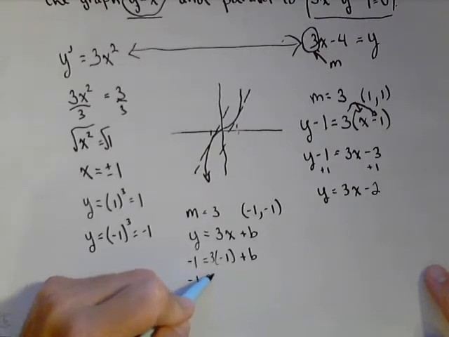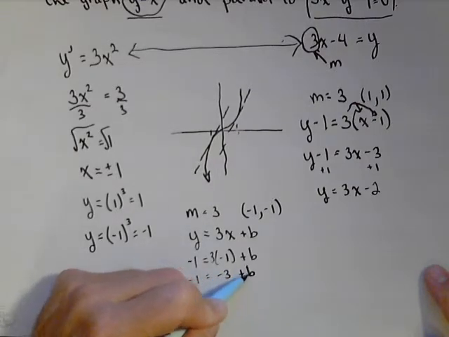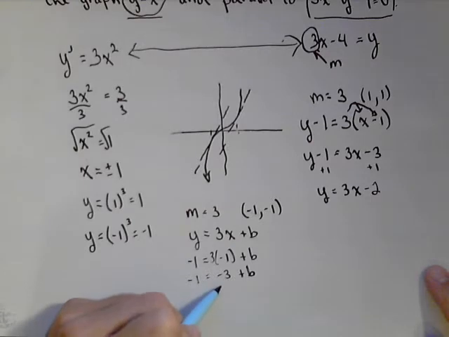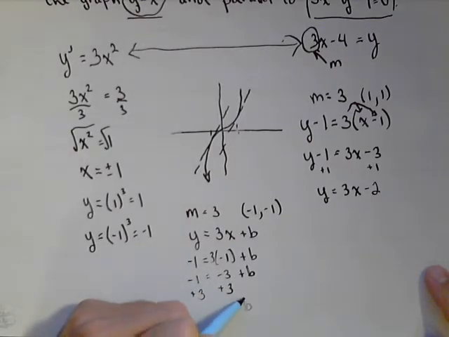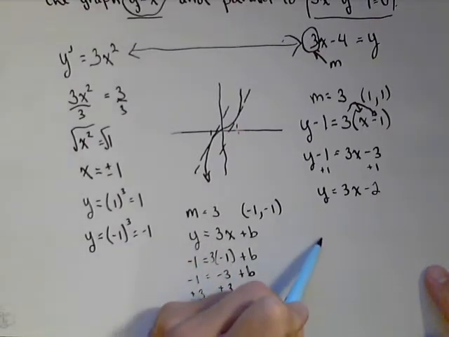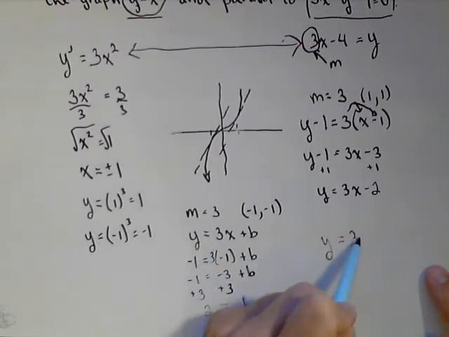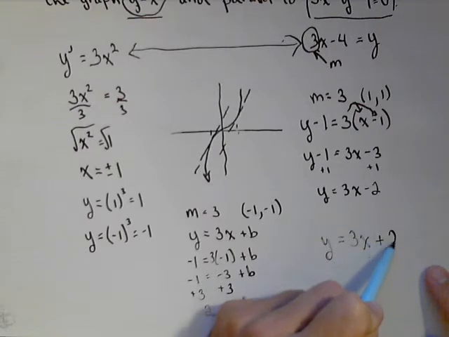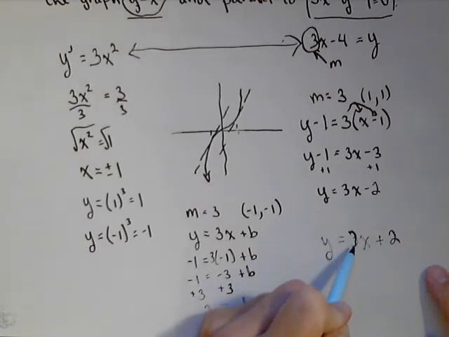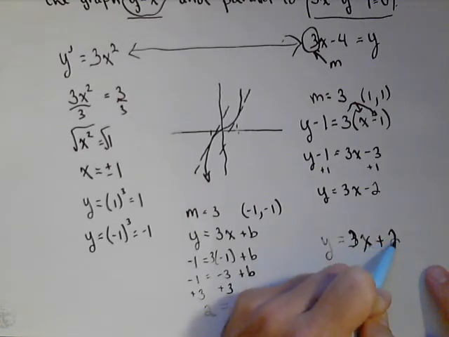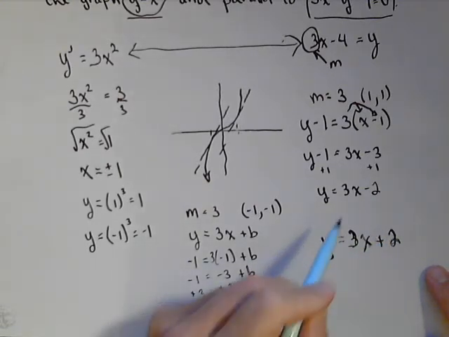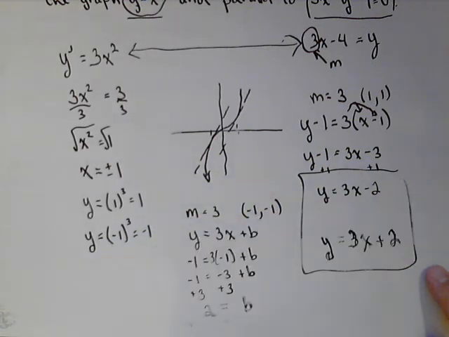So negative 1 equals negative 3 plus b. And there's going to be a lot of symmetry here. Add 3 to both sides, and we get b equals 2. So the other solution is y equals 3x plus 2. Sorry, my marker's not working so well. 3x plus 2. And there are our two tangent lines.